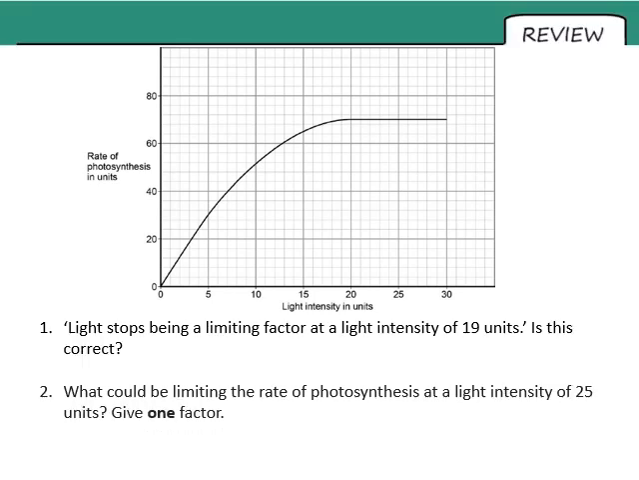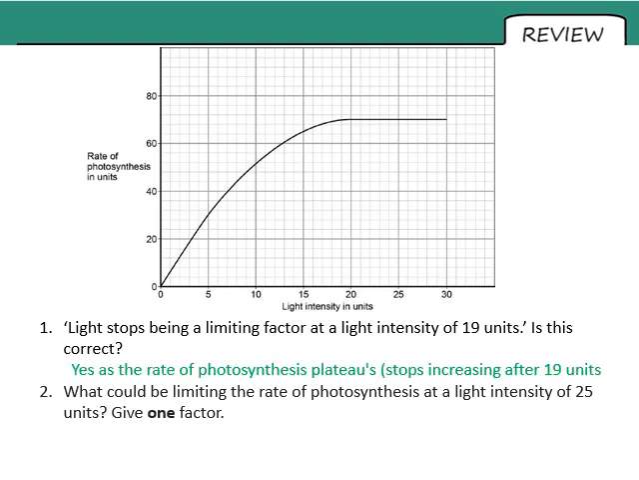So we're going to go through the answers now, and I hope you've had time to answer those. For question one, light stops being a limiting factor at a light intensity of 19 units. Is this correct? So we can say yes, this is correct, because the rate of photosynthesis plateaus or stops increasing after 19. I know this because if I look at my light intensity axis on the bottom, I can see at 19, if I go up, that line has reached its highest point.